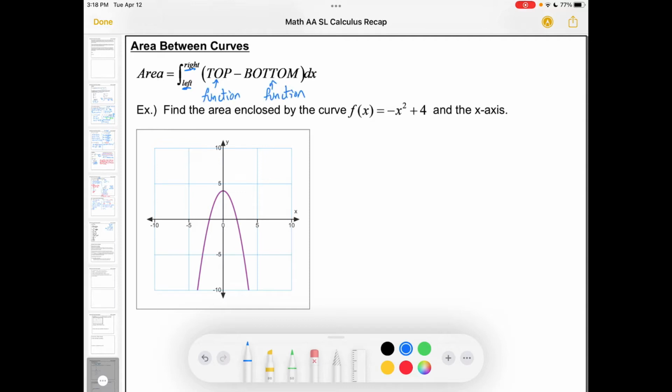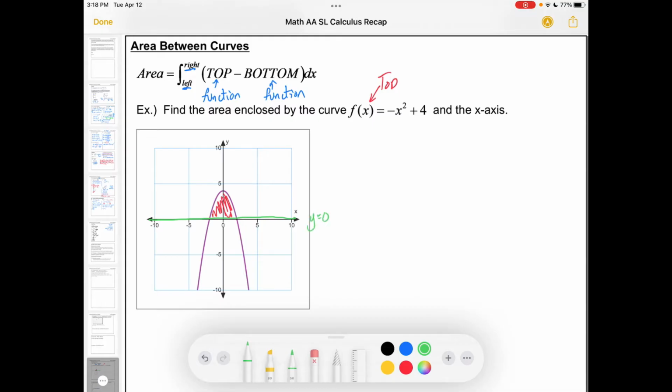So in this question over here, we can see that we've got a parabola, and we're looking for this kind of area right here that's enclosed by the x-axis and that parabola. Now, in my mind, the function that's on top is this one right here. The function that's on bottom is the x-axis, which is y equals 0.